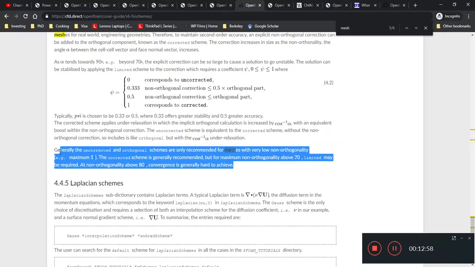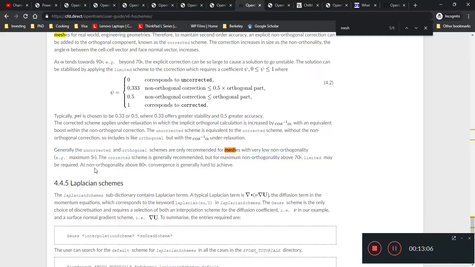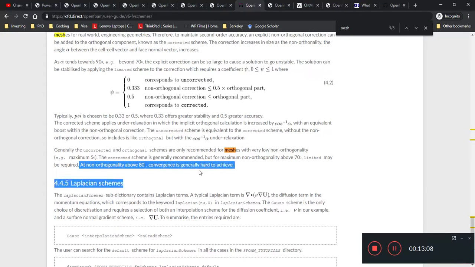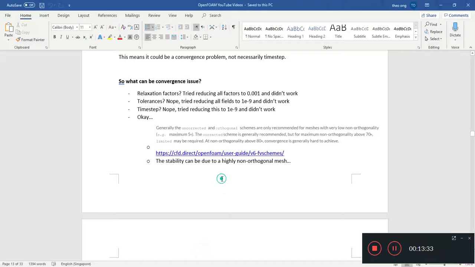Generally uncorrected, and these are fvSchemes. I was messing around with fvSchemes, but what I want to highlight is this: at non-orthogonality above 80 degrees, convergence is generally very hard to achieve. Now, what is all this orthogonality about? For this, we need to actually understand how OpenFOAM solves all the equations, and that's related to Gauss Theorem.